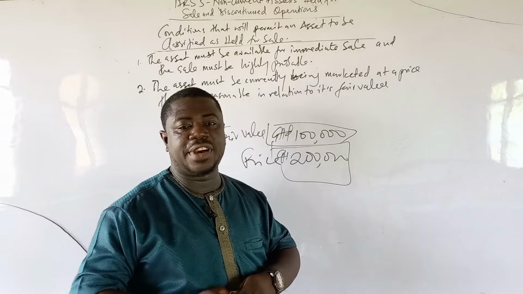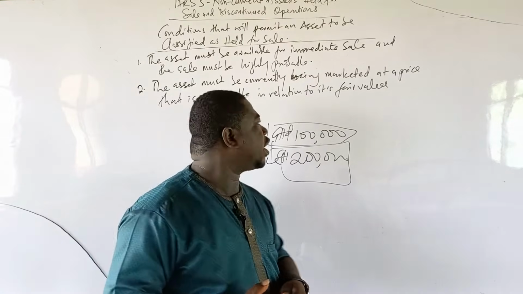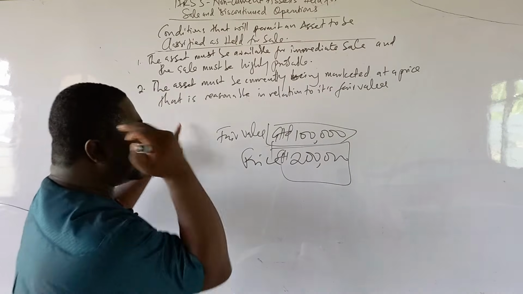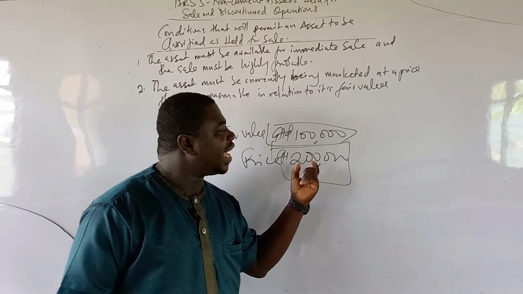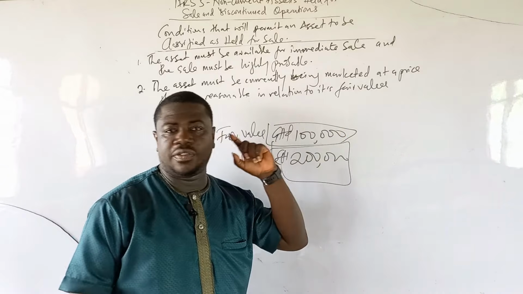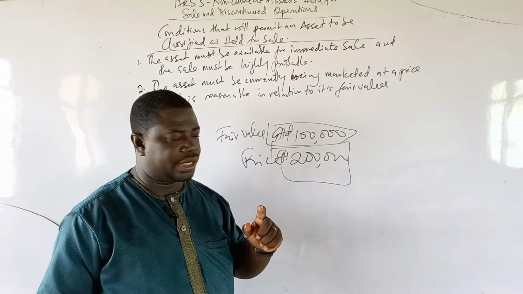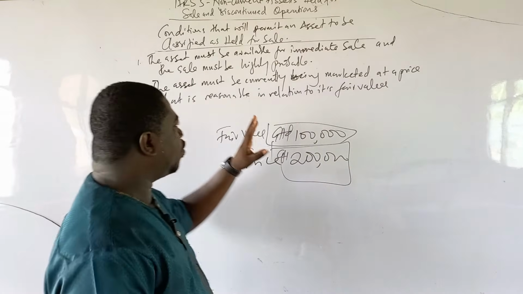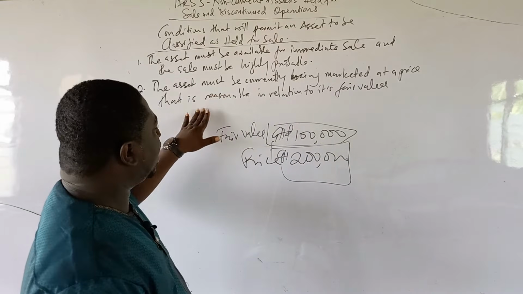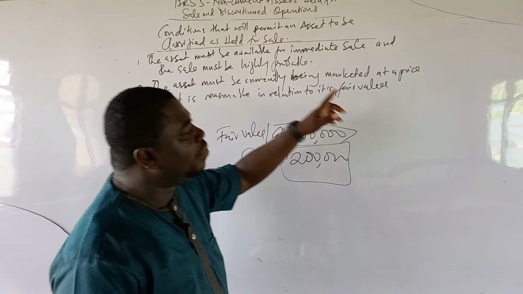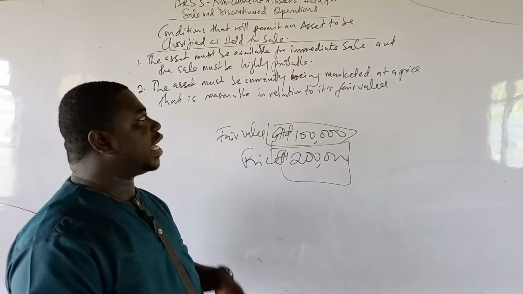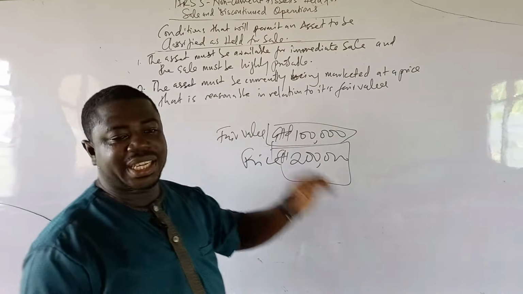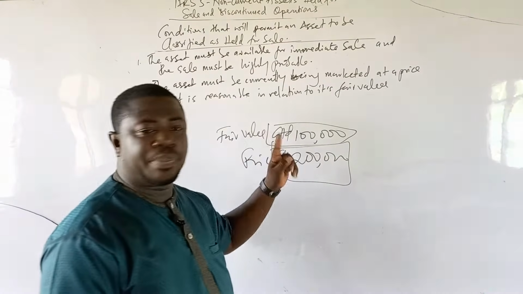Then you cannot classify the asset as held for sale. So the condition is that the asset must be currently being marketed at a price that is reasonable. This 200,000 is not reasonable, because the fair value of the asset on the market is 100,000. At least it should be very close to the fair value. If it is being marketed at a price that is reasonable in relation to its fair value, then you can classify the asset in your books as held for sale. But if the price at which you are marketing it is unreasonable, you are not permitted to classify.